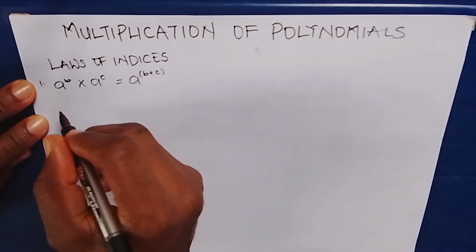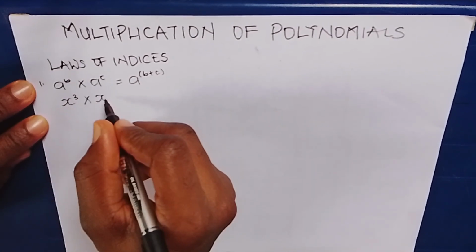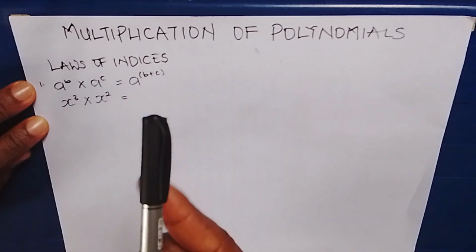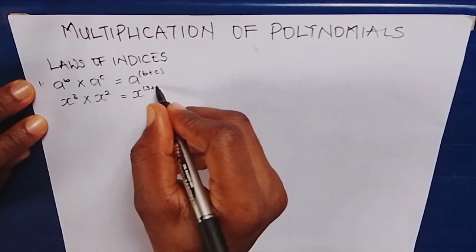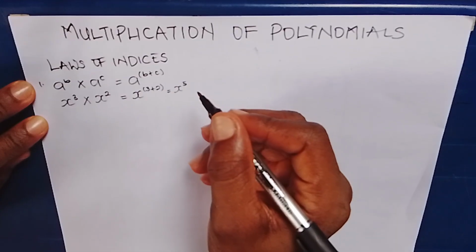Let's try that with an example. Let's say x raised to the power of 3 times x raised to the power of 2. Now, the bases are the same, that is x, that's a variable. So what we'll have is x raised to the power of 3 plus 2, which should give us x raised to the power of 5.